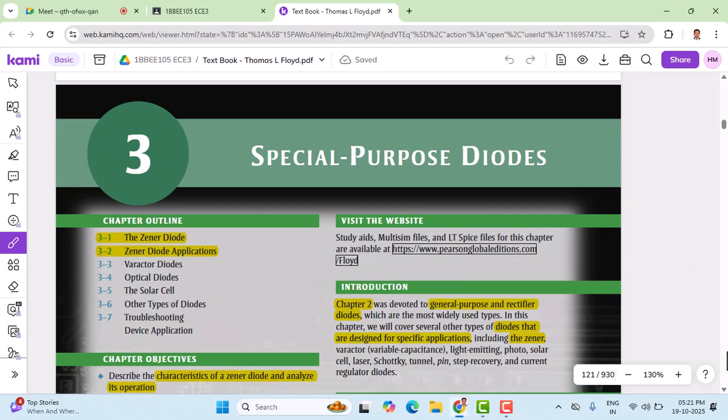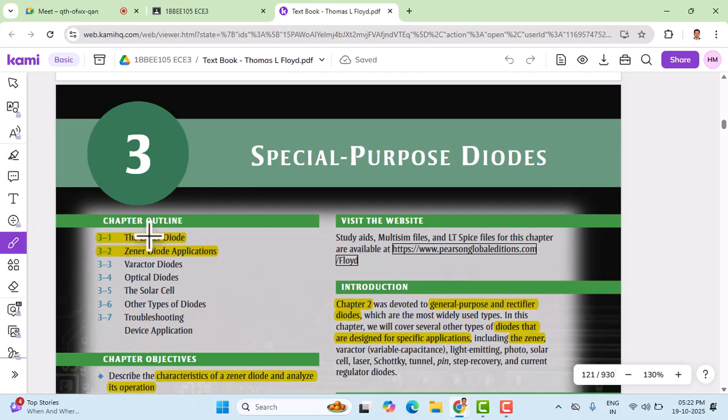In today's class, we are going to discuss an important topic called special purpose diodes. Let me commence this class. Welcome all of you to this basic electronics class.